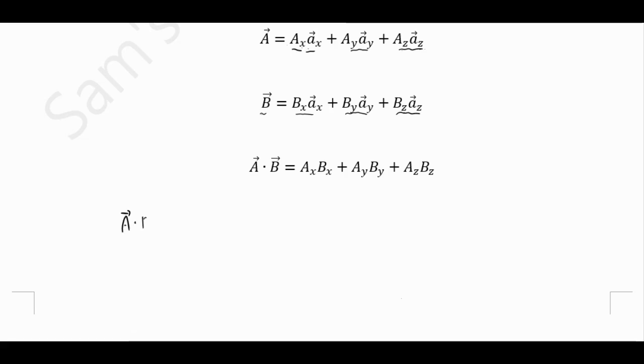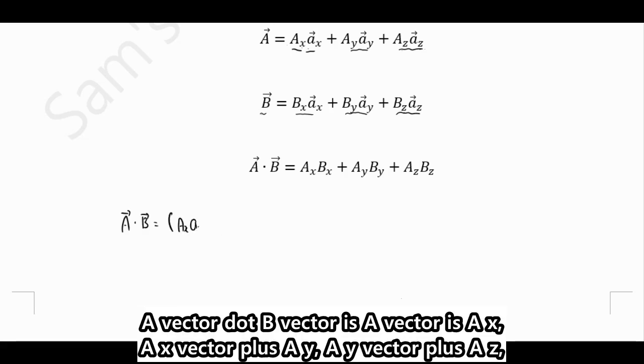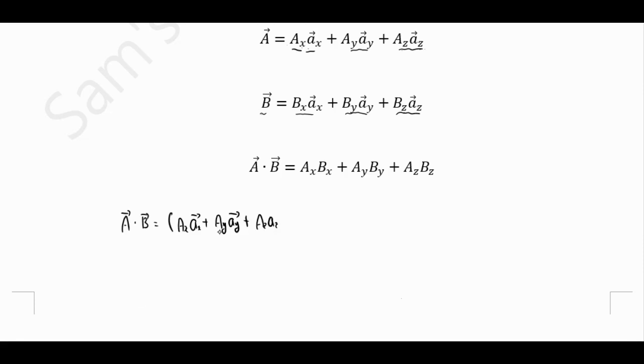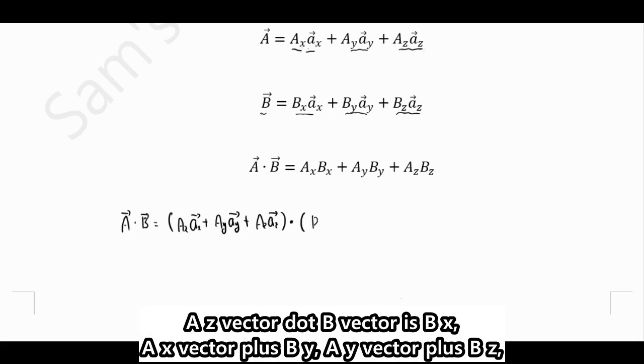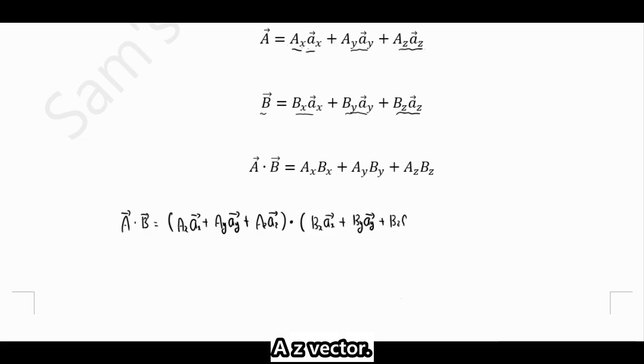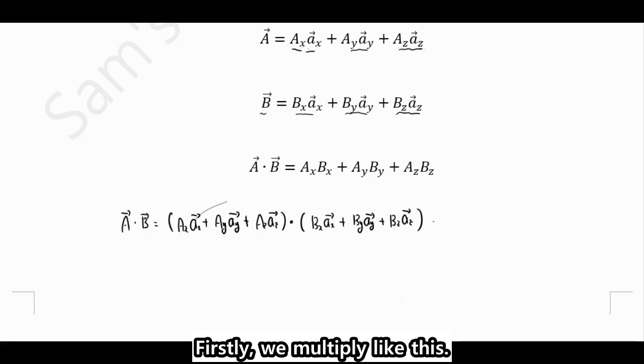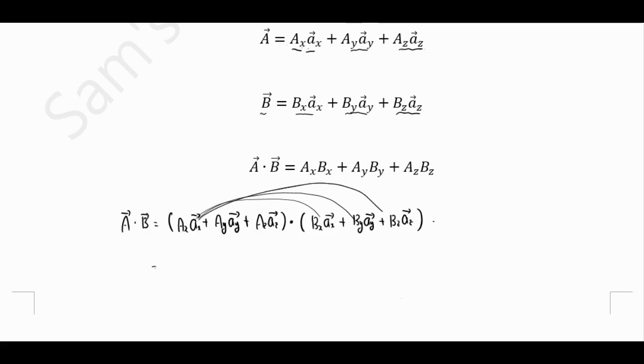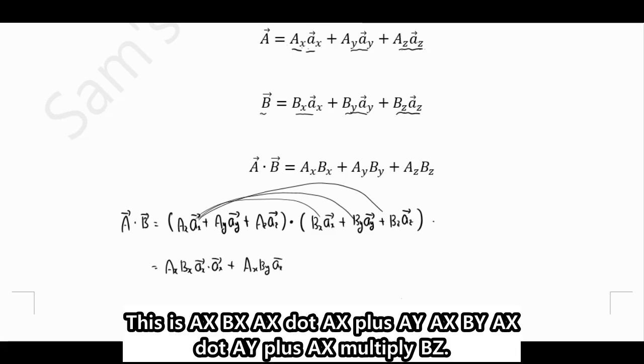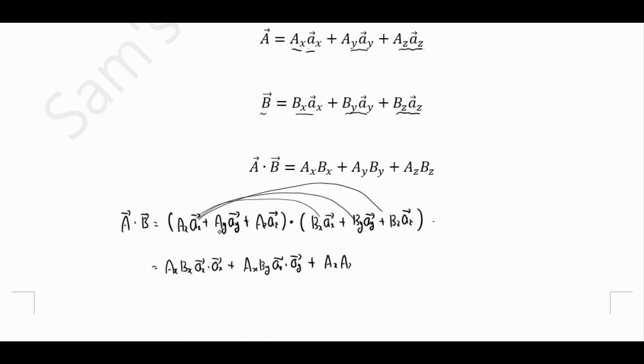A vector dot B vector is A vector, which is AX vector plus AY vector plus AZ vector, dot B vector, which is BX vector plus BY vector plus BZ vector. Firstly, we multiply like this. So this is AX BX, AX dot AX, plus AX BY, AX dot AY, plus AX BZ, AX vector dot AZ vector.